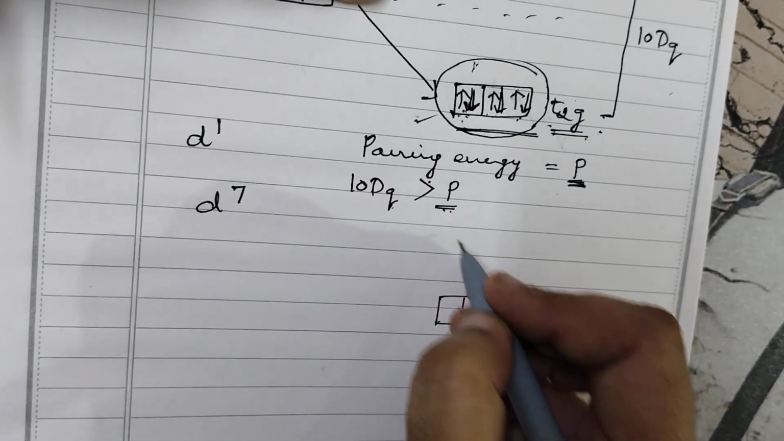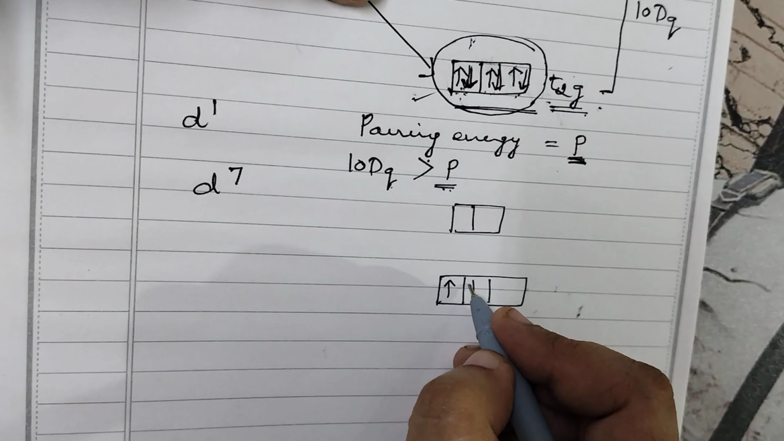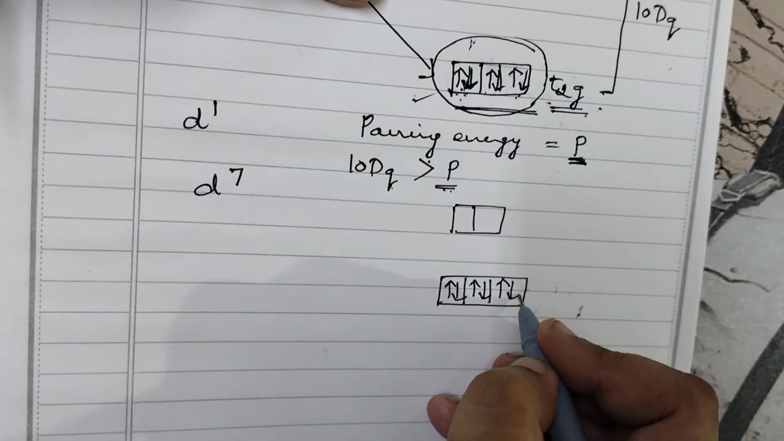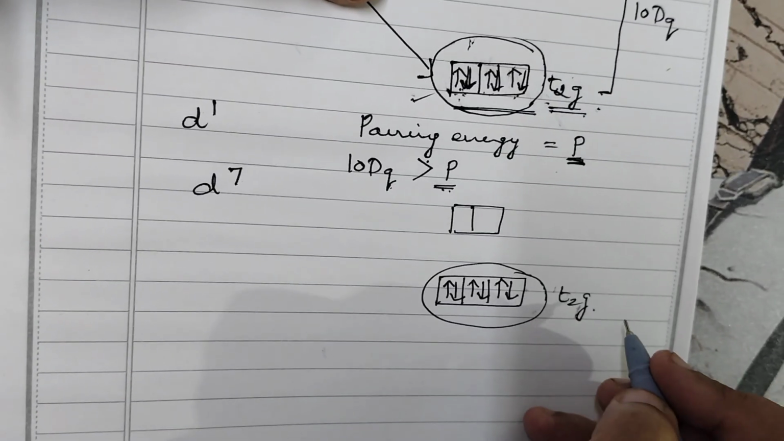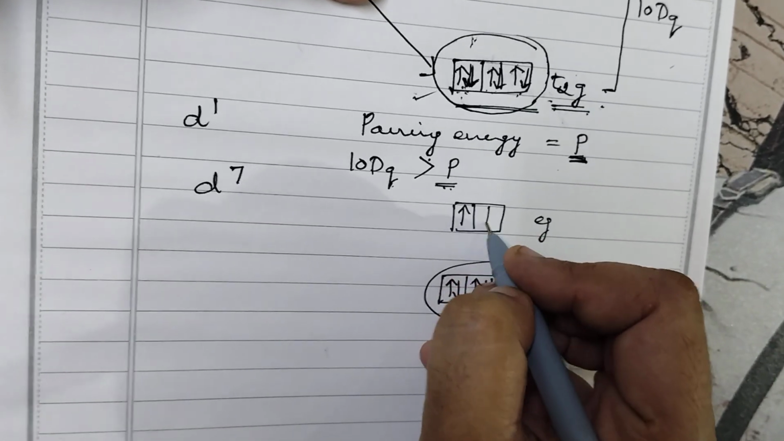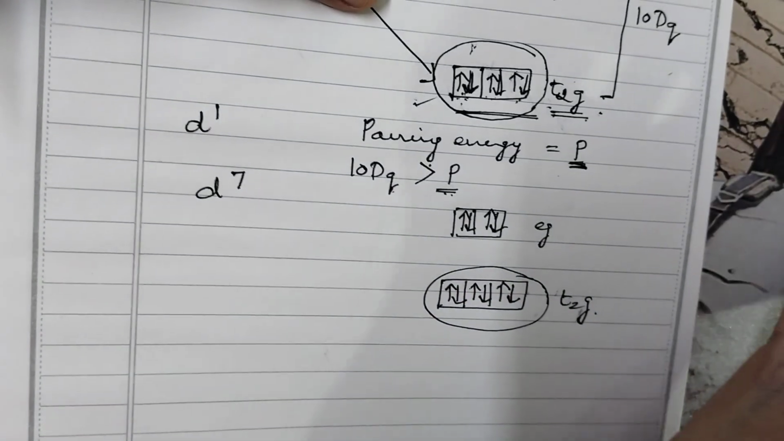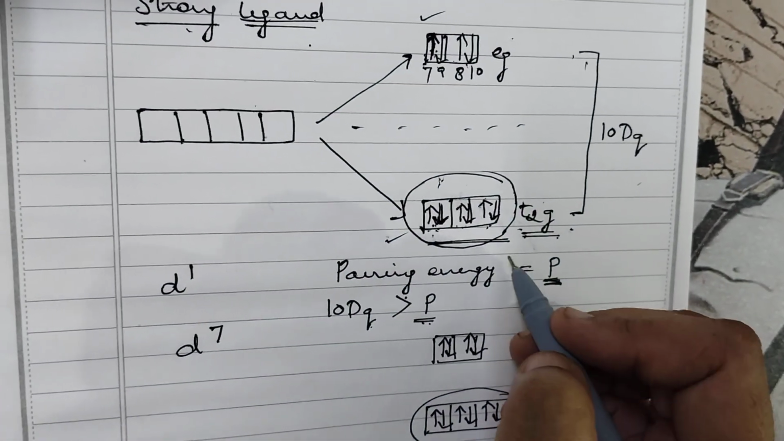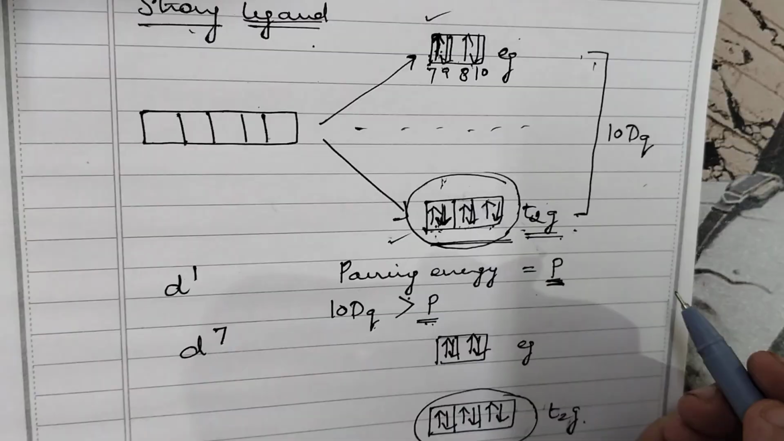Suppose this is T2G and this is EG, and the ligand is strong. So first electron, second electron, third electron, then fourth, fifth, sixth electron. And when T2G is completely filled, electrons have no choice except to go to EG. So 7th electron, 8th electron, then pairing 9th electron and 10th electron. This is why we say that in the case of a strong ligand, they cause pairing. Why do they cause pairing? We understood it on the basis of the crystal field splitting phenomenon.